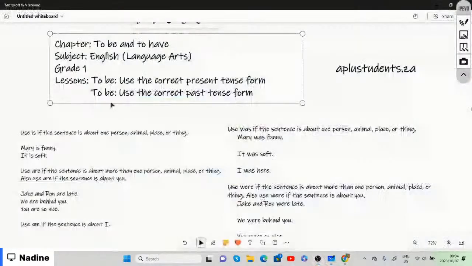And the lessons that we are focusing on is to be, to use the correct present tense form, and to be, to use the correct past tense form. And that is going to be our two focus lessons under the chapter of to be and to have.